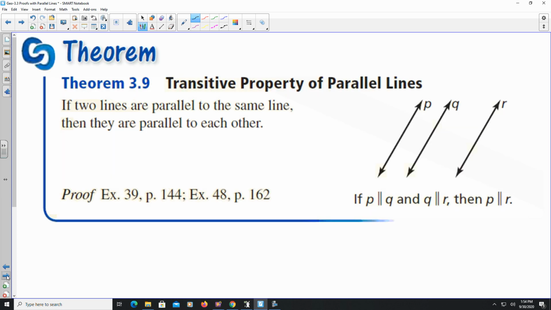The last theorem that we're going to take a look at in this section is called the transitive property of parallel lines. So kind of the same idea. If you have one pair of lines that are parallel and you have another set of lines that are parallel, but they share a common line, which in this case is line Q, then the other two lines are going to be parallel, so P is parallel to R.